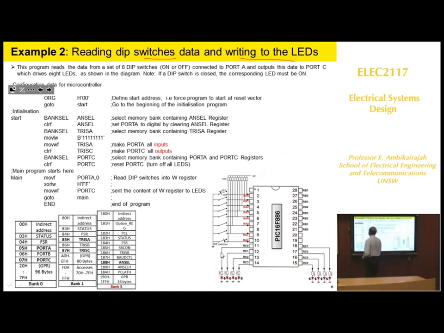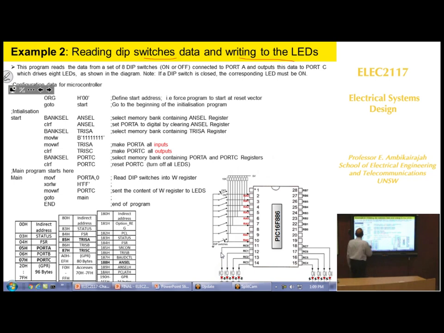In this particular example, the program reads the data from a set of 8 dip switches, on or off, connected to port A, and outputs this data to port C, which drives 8 LEDs as shown in the diagram. If the dip switch is closed, the corresponding LED must be on. That's all it is. All it basically says is read the switches here and throw them out here, and that will do the job. That's all it is.